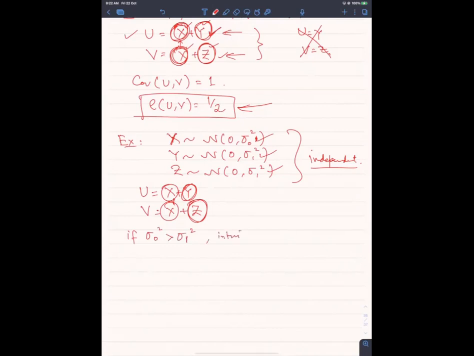intuitively we expect u and v to be more correlated than 1/2. We expect rho u v to be greater than 1/2. इंट्यूटिवली हमें ये लग रहा है कि वो 1/2 से ग्रेटर होनी चाहिए, अदरवाइज वो उसको कम होनी चाहिए.